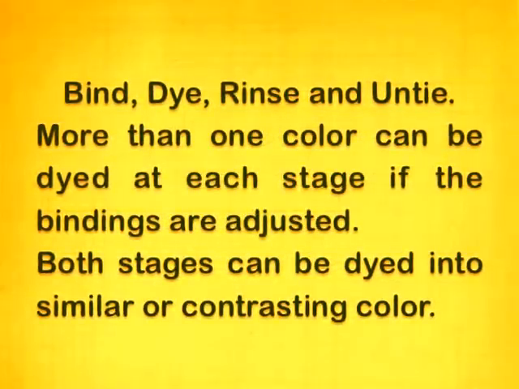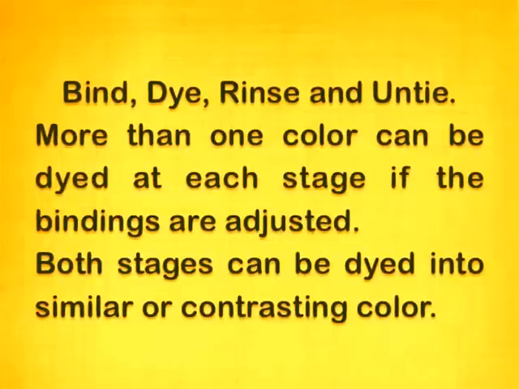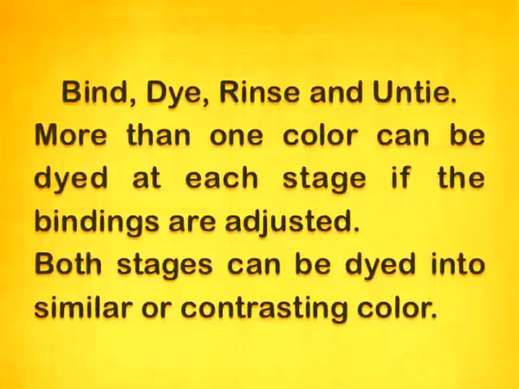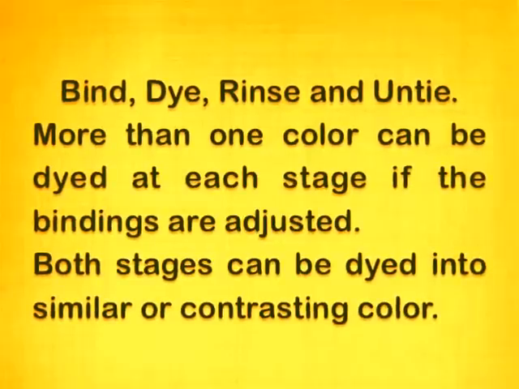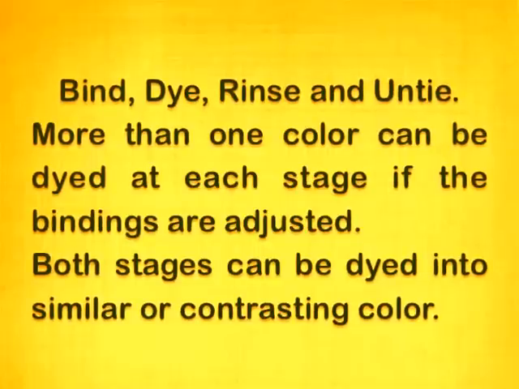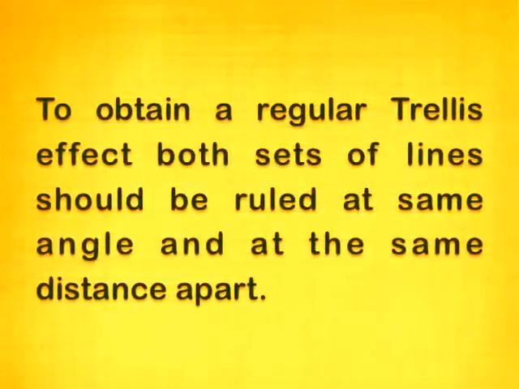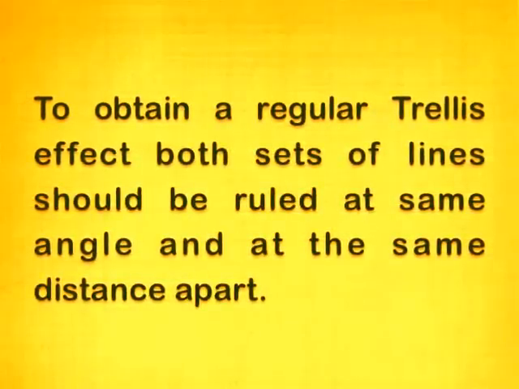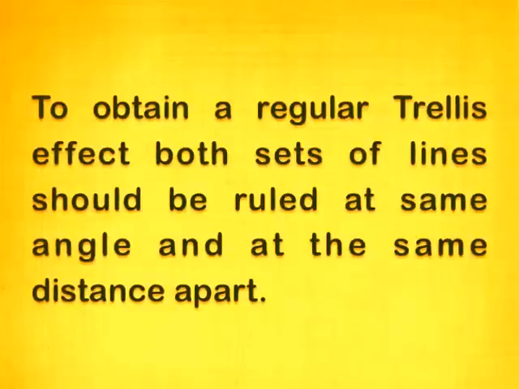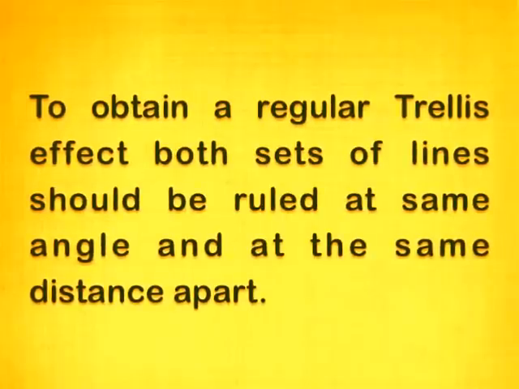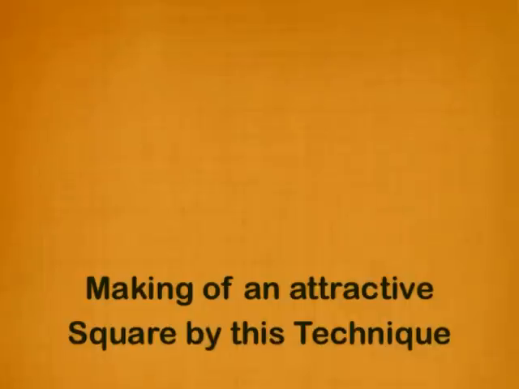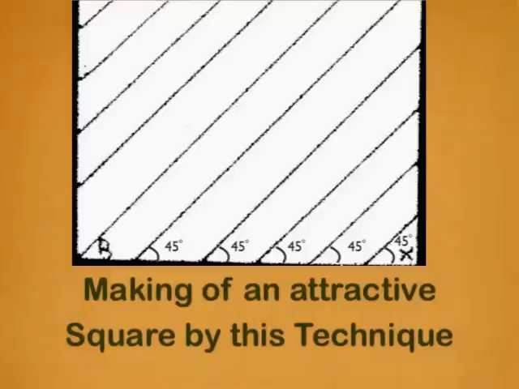More than one color can be dyed at each stage if the bindings are adjusted. Both stages can be dyed similarly or in contrasting colors. To obtain a regular trellis effect, both sets of lines should be ruled at the same angle and at the same distance apart. A square of cloth dyed with this technique is most attractive.